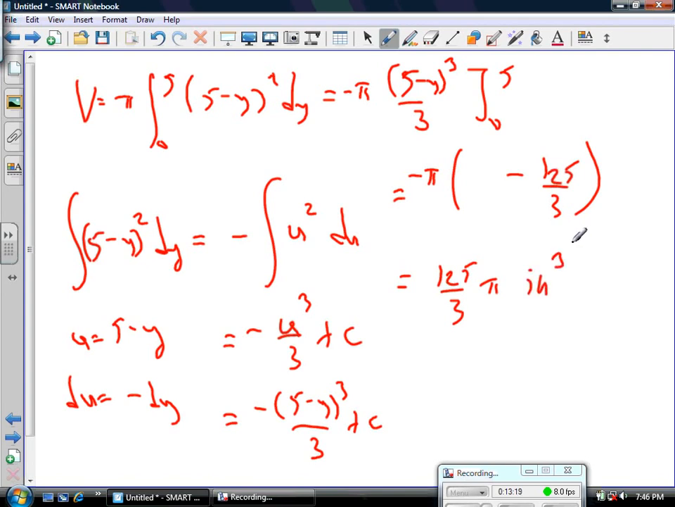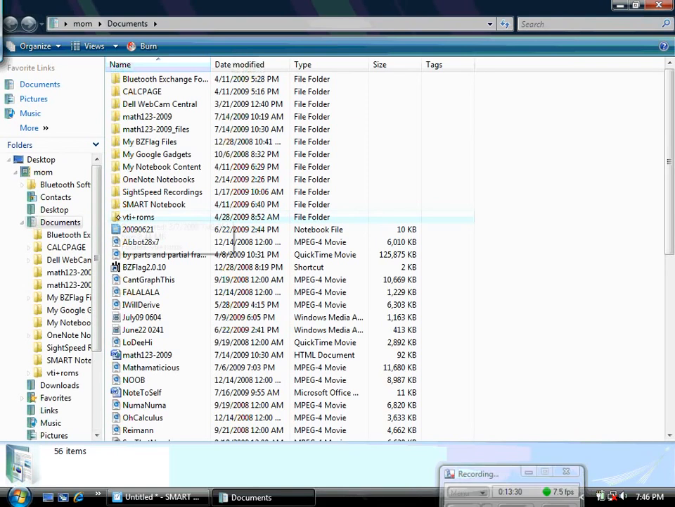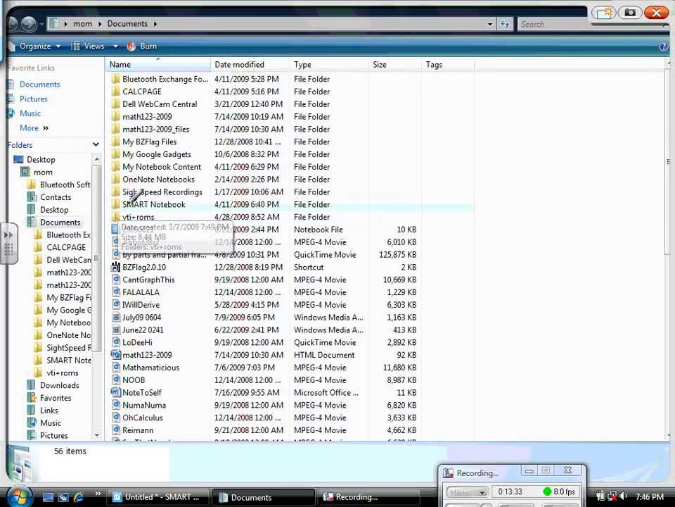cubic inches. Remember, we started off with inches, right? And if you want a decimal equivalent of that, I don't have it. I thought I had it. Hang on. Let's bring up our calculating device just for fun. It's always nice to have a decimal equivalent.